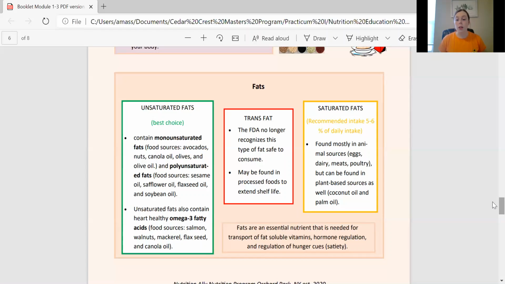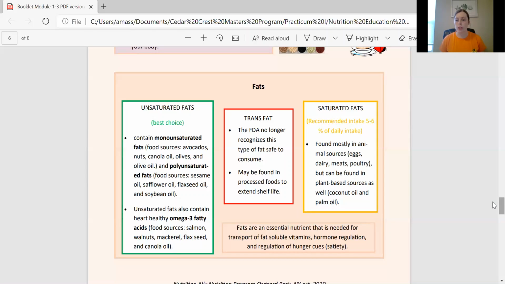And that's why the government recommends that you limit your intake to 5 to 6% of your daily caloric intake from saturated fats. And I list some sources here. They'll be found in eggs, dairy, meat, poultry. And then for the plant-based sources, coconut oil and palm oil are really the two most common places where you'll find those in plant-based sources. But that's why the government, the FDA, really highlights the importance of choosing those lean proteins.